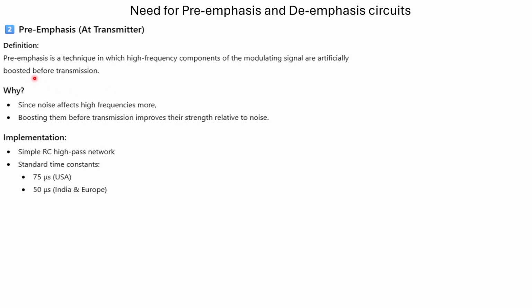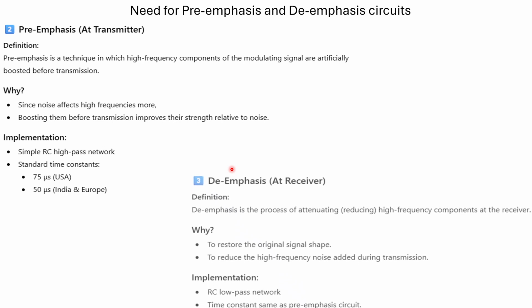Pre-emphasis is the technique in which high frequency components of the modulated signal are artificially boosted before transmission, right? And why is it so? Since noise affects the higher frequency components more. And how to do it? We'll use RC type circuits. We'll see in the upcoming slides.